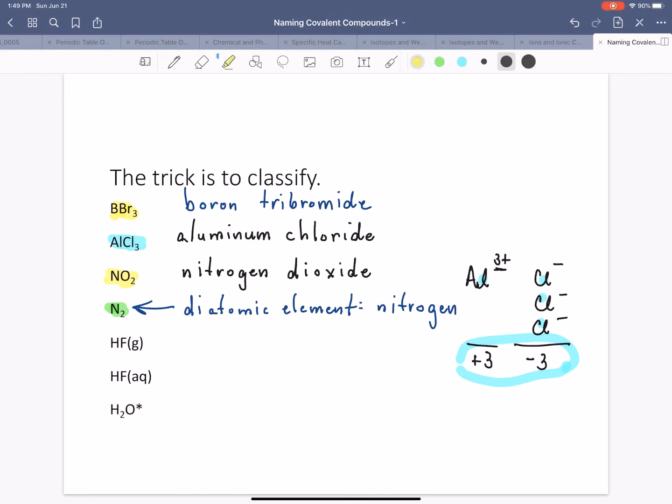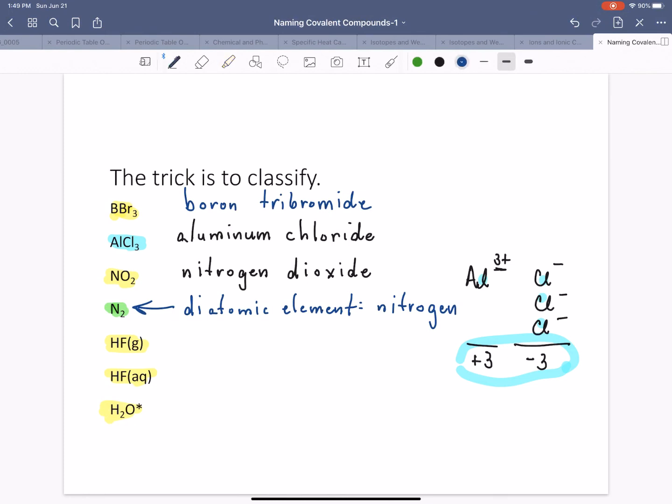Here we have a covalent compound because hydrogen, even though it looks like it is an alkali metal, is not a metal. Hydrogen is to the left of that stair-step line. It is the only nonmetal to the left. So this is covalent, also covalent, also covalent.